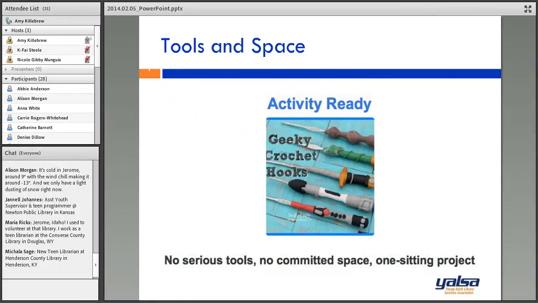So the first category is activity ready. And this essentially means that these are one-off activities that can be done in a multi-use space, often using traditional library materials or arts and crafts materials. And these are the sorts of things that you would anticipate are already being done in a lot of libraries.